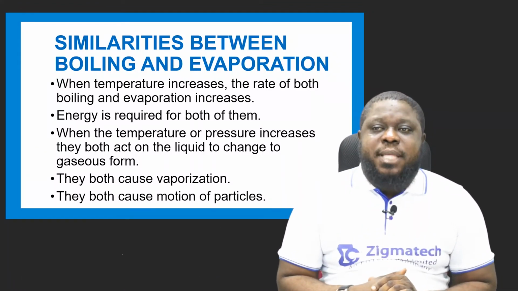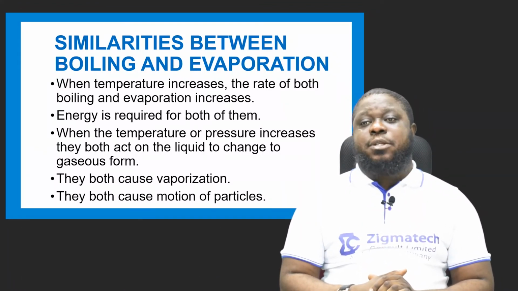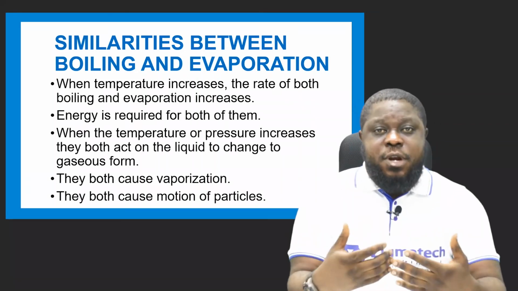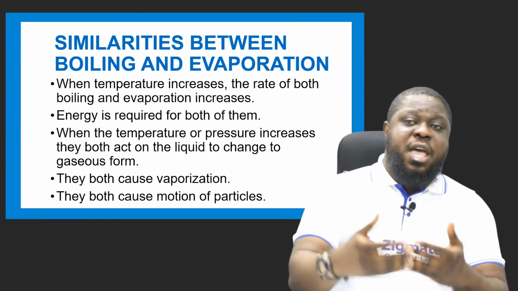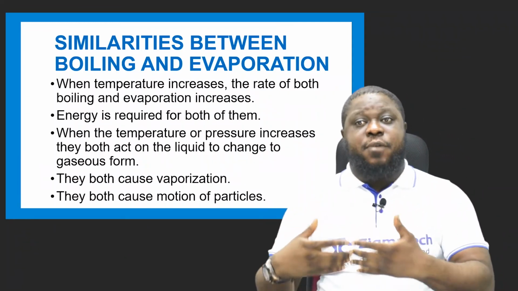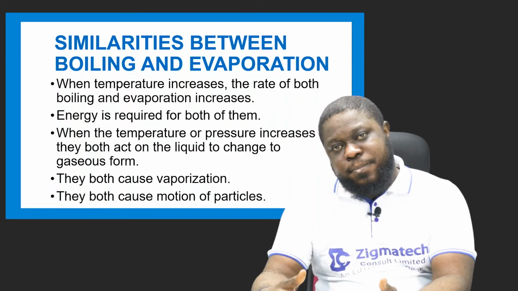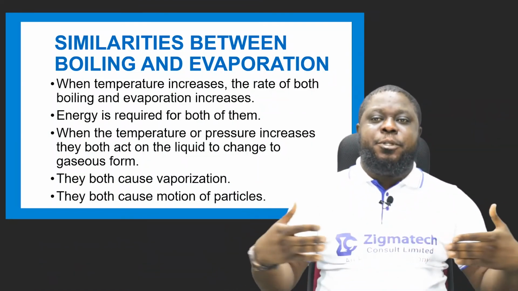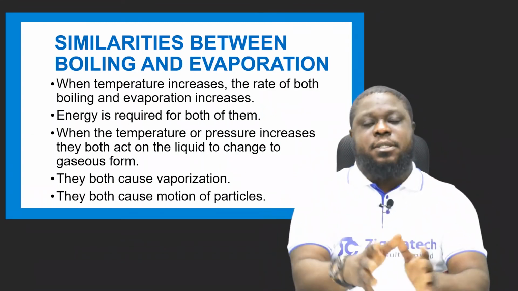Now, the third one says when the temperature or pressure increases, they both act on a liquid to change it to gaseous form. Boiling is the changing of a liquid to gaseous form at a particular temperature. Evaporation is the vaporization of a liquid at all temperatures. Vaporization means changing to vapor. So in essence, both of them change a liquid to gas.